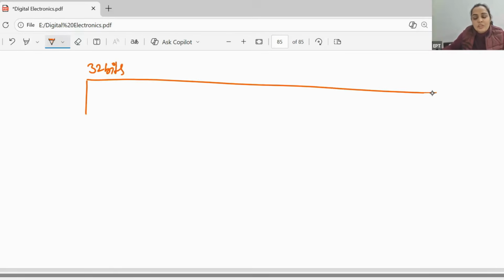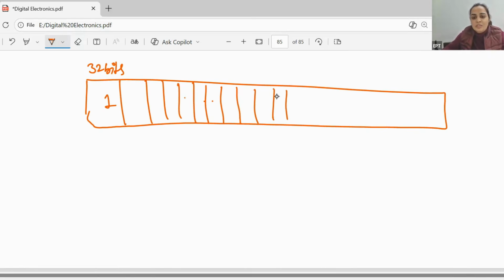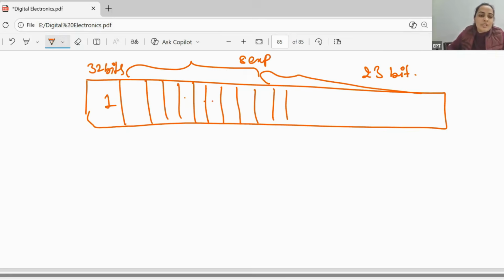Suppose these are the 32 bits. 1 bit for the sign, then 4, 5, 6, 7, 8, these are the 8 bits for the exponent. And these are the 23 bits for the fractional part. So how will you represent it in hexadecimal form? Suppose these values are like this. Remaining all are 0 only, right?